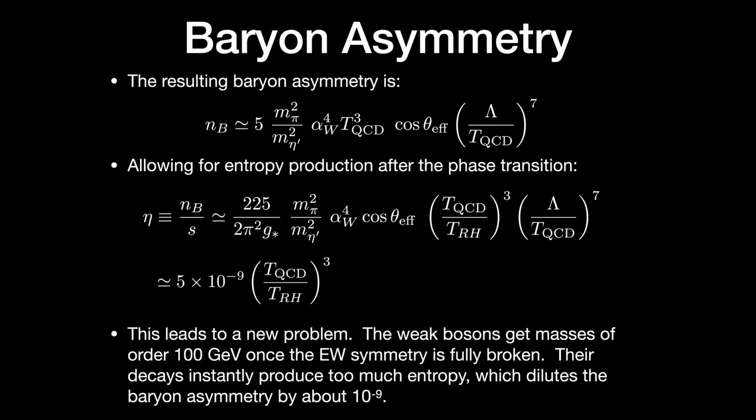However, unfortunately, there is entropy production after this phase transition. And in fact, there's a lot of it. So what happens is, after the QCD phase transition, right down around a GeV or so, I break the electroweak symmetry, and I actually break it all the way to the full electroweak symmetry breaking that I see today. So the weak bosons get masses of order 100 GeV, and they decay very quickly. And the decay products then produce a lot of entropy, which dilutes the baryon asymmetry by a factor of about (100 GeV divided by 1 GeV) cubed, or something like 1,000,000 or 1,000,000,000 times too much.